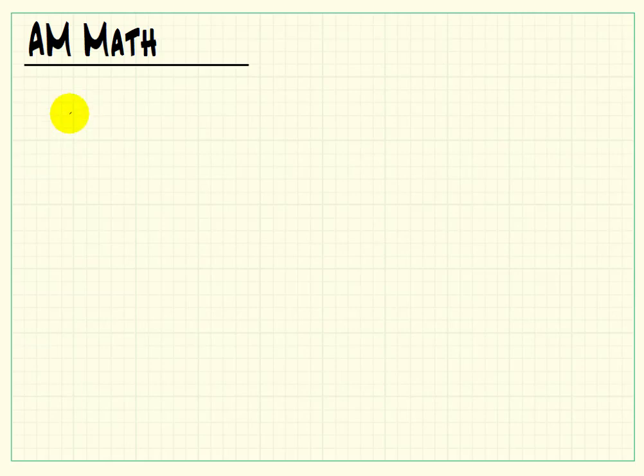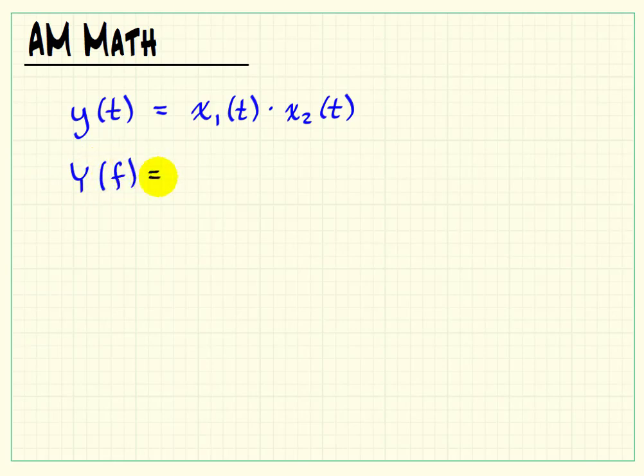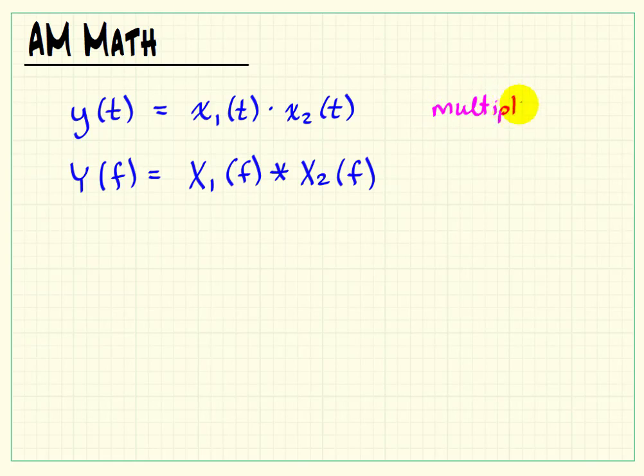In order to better understand the mathematics of amplitude modulation, let's look at some basic properties of the Fourier transform. To begin with, consider the product of two time domain functions x1 and x2, and those form the result y of t. Now, if we take the Fourier transform of each of those signals, y, x1, and x2, then multiplication of the two signals becomes convolution in the frequency domain.